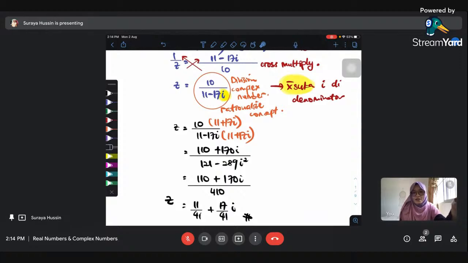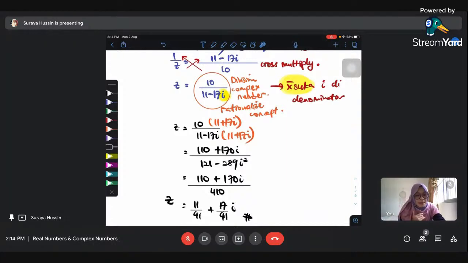Hilang, okay, untuk membuang I, to remove I. Yes, to remove I, untuk hilangkan I. Sama je semua orang ni. Okay, very good. That's the purpose. Hanya untuk menghilangkan I tu betul. Hilang dekat mana? Dekat denominator. Thank you Uzar dan Jeremy and Alicia. Yes, dekat mana? Dekat denominator.